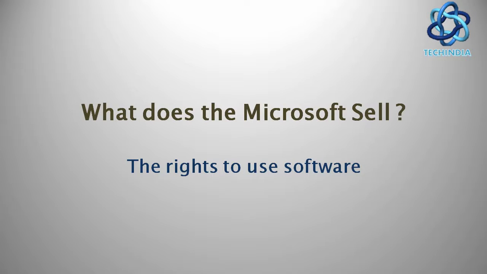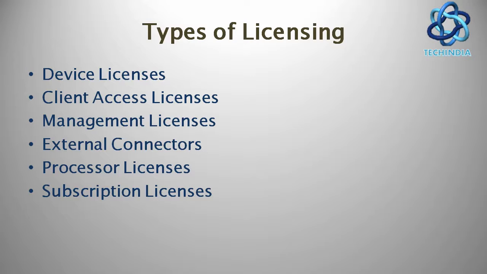What does Microsoft sell? The rights to use software. They provide the rights in the form of a license. Via the license, they give the rights. There are types of license: device license, client access license, management license, external connector license, processor based license, subscription license. There are 6 types of license. We are going to go through them one by one.